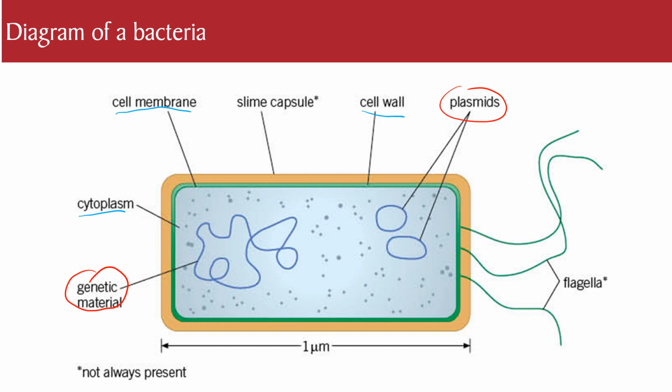What they are is the genetic material, the DNA, but it's not inside a nucleus. Then there are also two others: a slime capsule and flagella. They are sometimes present, where the other five are always present. The slime capsule I would envisage as a sticky layer around the outside, so the bacteria can stick to something. And then the flagella is there for movement.